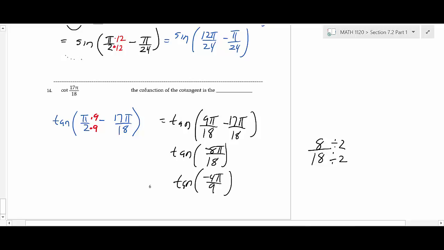What really happens on this problem is, again, the cotangent and tangent are cofunctions, and these two angles add up to 90. That's how you can tell you're right: if you add them up, they add up to 90. That's the idea. Does that make sense? All right, that'll get us started.